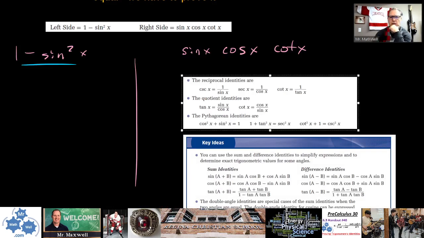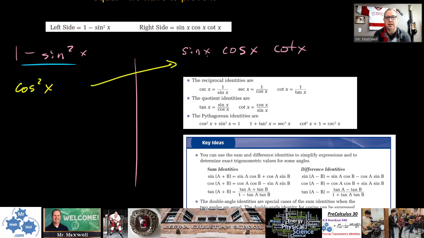And so do I see 1 minus sine squared anywhere? Well, if you look over here, 1 minus sine squared: if I take this sine squared over, because this is an identity, so I can rearrange this equation. If I take the sine squared over here, 1 minus sine squared actually could equal cos squared x. So I could rewrite this as cos squared x. Oh, okay, that's interesting. So why don't I do that? I'm going to rewrite this now as cos squared x.